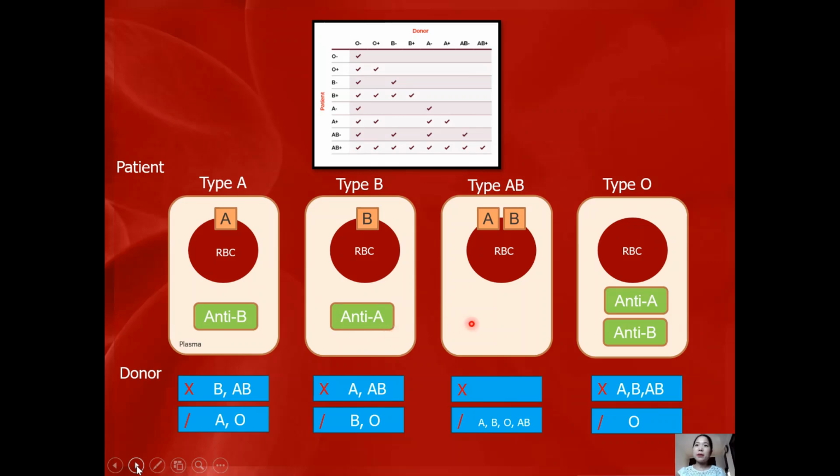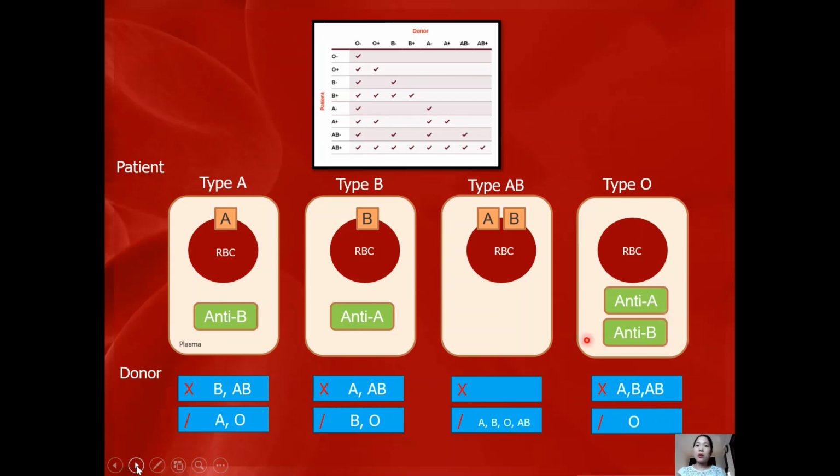For your patient AB, since you have both antigens on the surface of your red blood cell, you cannot have an anti-A or an anti-B. So the blood type AB doesn't have any naturally occurring antibody. For the blood type O, it doesn't have an antigen on its RBC membrane. So the naturally occurring antibody in its plasma is an anti-A and an anti-B.